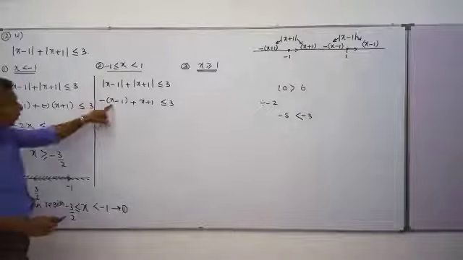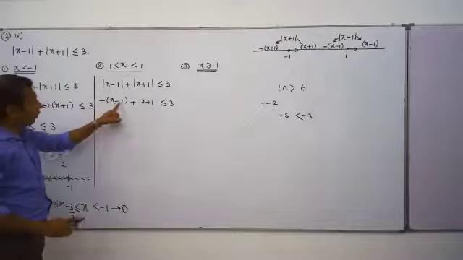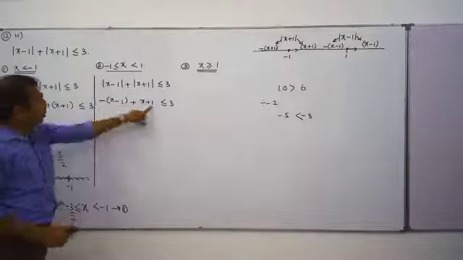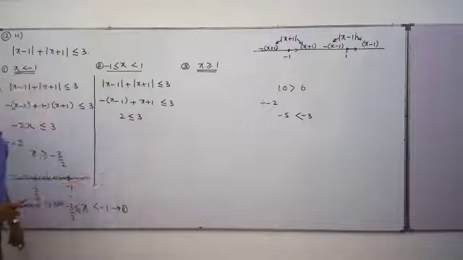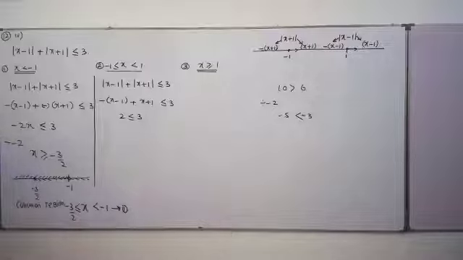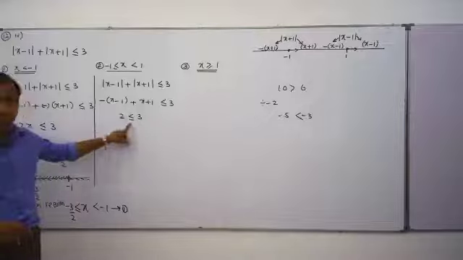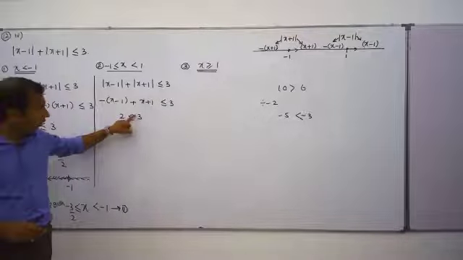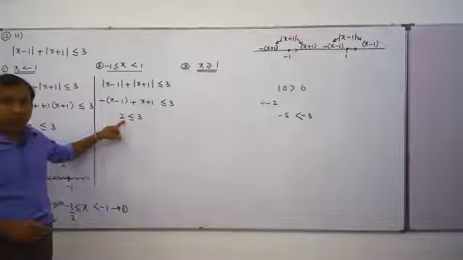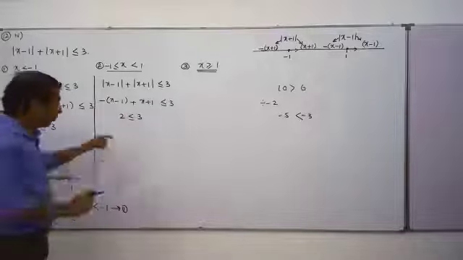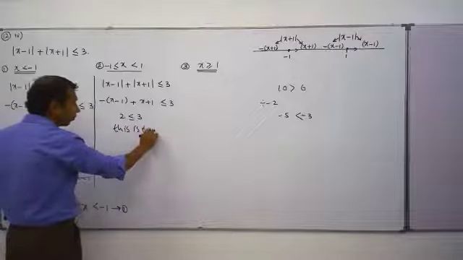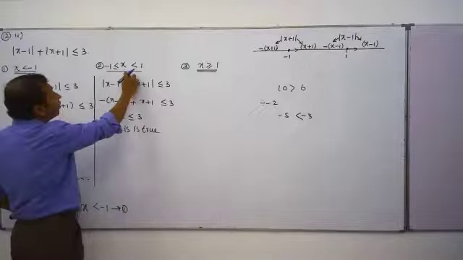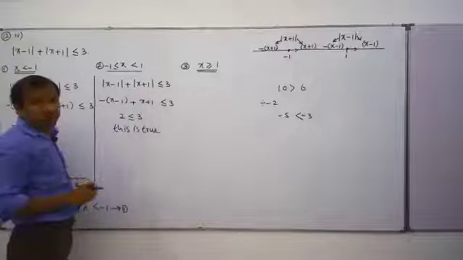Here we get minus x, here we get plus x. We can cancel down. Here 1, here 1, it's 2. 2 less than or equal to 3 only we get, people. No x. But this is true. 3 greater than 2, that's true. So we accept this as true. Since this is true, all this interval we select because this statement is true.